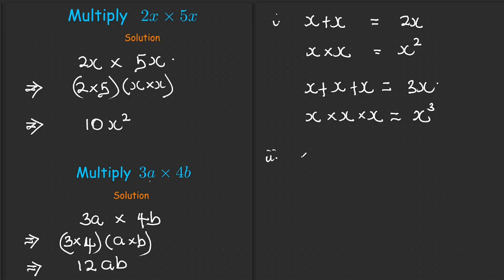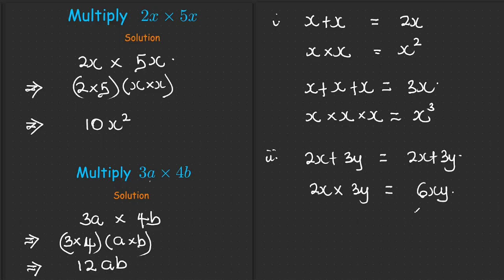Secondly, if you have 2x plus 3y, in addition or subtraction, it still remains the same. Why? Because they are not like terms. But as we have seen, when you have 2x times 3y, that isn't the case. Even though they are not like terms, we can still evaluate to get 6xy. As simple as that. Let's take one last question and then we'll be done for this session.